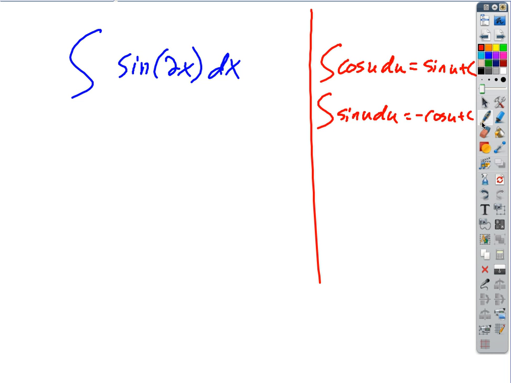But we don't have a u, we have a 2x. So we could do something like this. We could say, let u equal 2x. And if I differentiate both sides implicitly, we could talk more about it later.